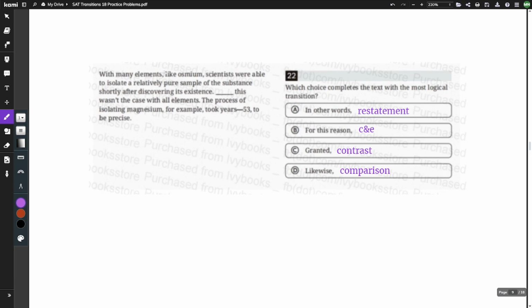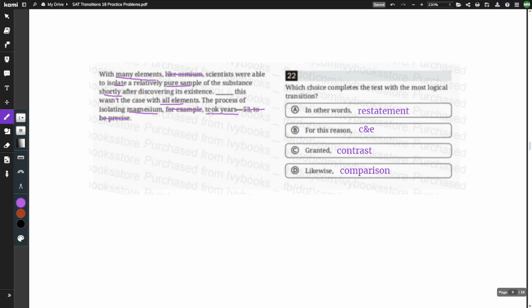With many elements, scientists were able to isolate a relatively pure sample of the substance shortly after discovering its existence. This wasn't the case with all elements. The process of isolating magnesium took years. So we can get that. Many elements you can isolate a pure sample really fast. But other elements, it can take years, right? Like magnesium, it took 53 years.